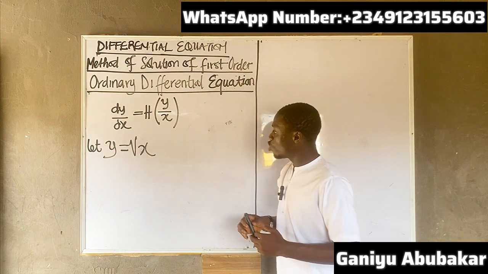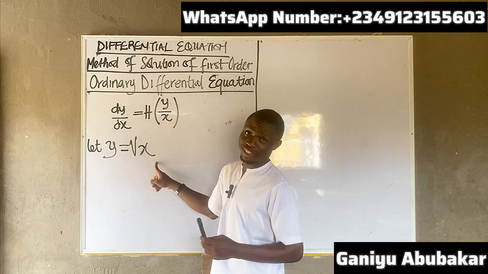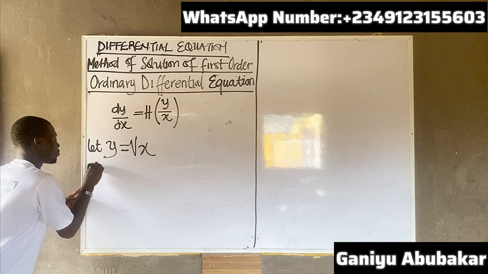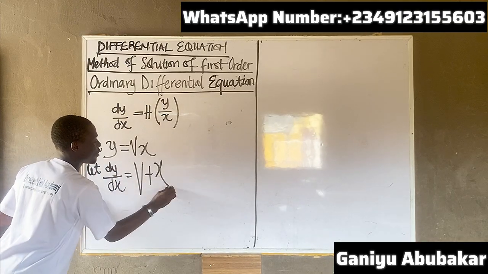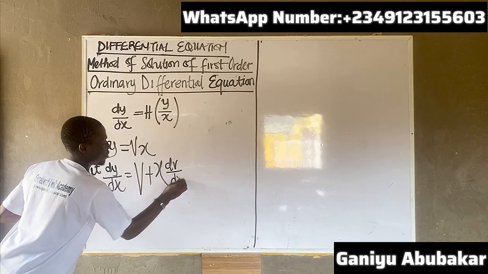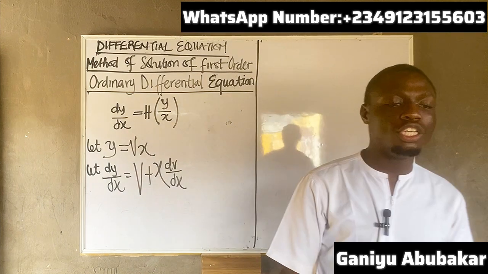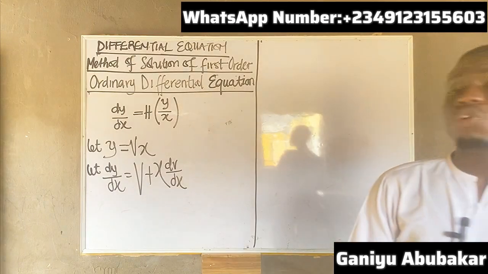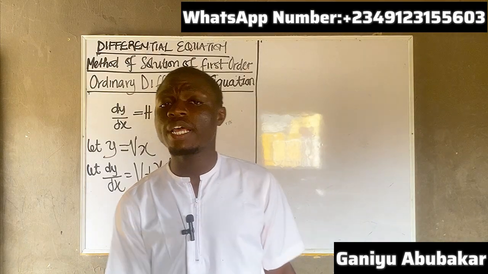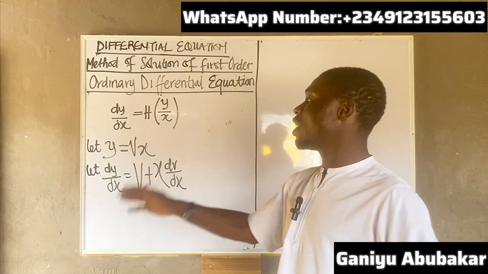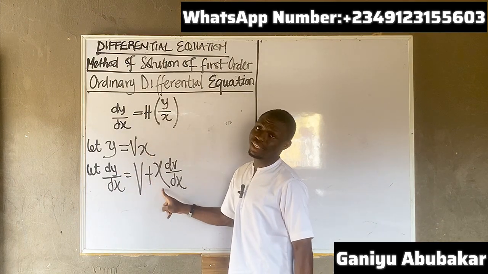When it comes to this method, you are putting two terms into consideration. Your task is to let y be equal to vx, and also let dy over dx be equal to v plus x dv dx. So your first priority is to put y as equal to v of x, and dy over dx as equal to v plus x dv dx. Now how did I get this value as v plus x dv dx?